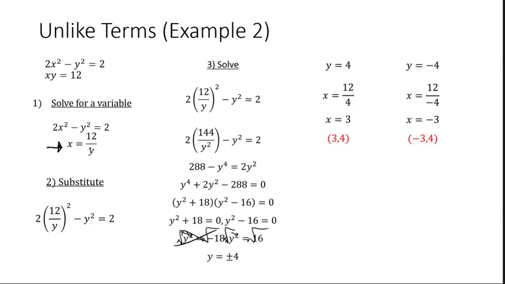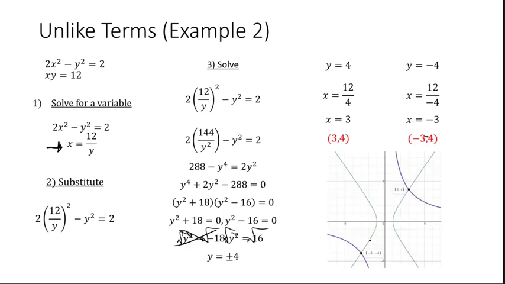So that second ordered pair would be negative 3, comma, negative 4. And then if you graph this, we would find that we do indeed have the intersections at 3, 4, which is right here, this point, and then negative 3, negative 4, which is down here.